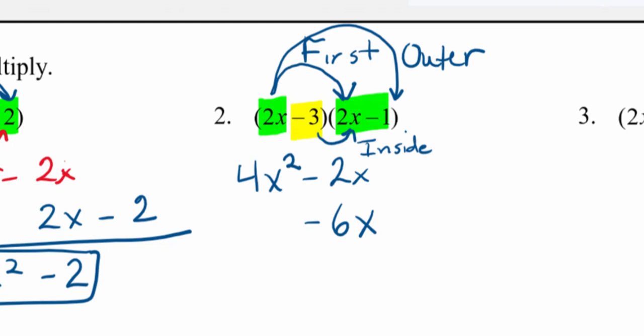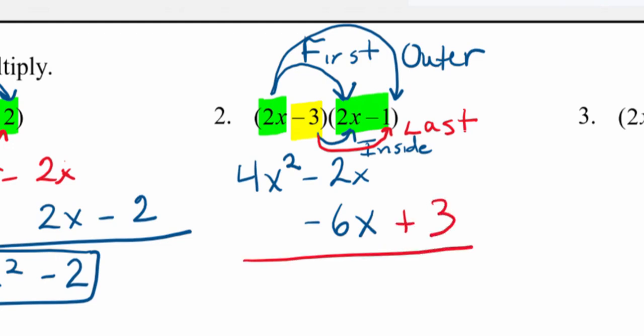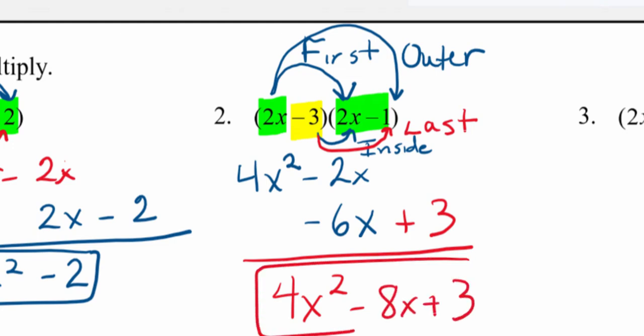And then finally, I'm going to take that negative 3 times the last term here, the negative 1. And so now notice that we are multiplying together the two last terms, and that gives us a positive 3. And then combining like terms here, I get 4x squared minus 8x plus 3 as our trinomial answer.